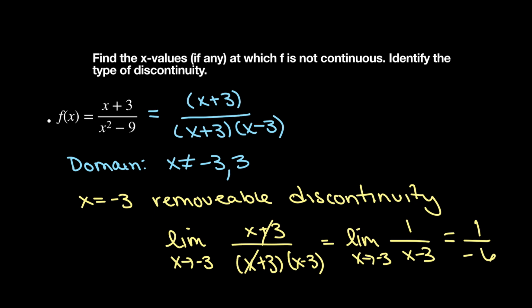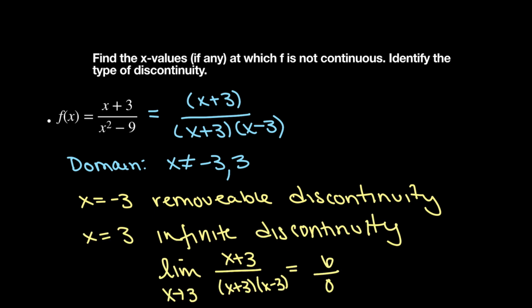Let's see, at x equal positive 3, x equal positive 3 is actually an infinite discontinuity. That's because there's a vertical asymptote at x equal 3. Or you can see if you plug x equal 3 into this function, you get 6 divided by 0. And so that means this is going to go to either positive or negative infinity. That would be a vertical asymptote. So x equal 3 would be an infinite discontinuity.